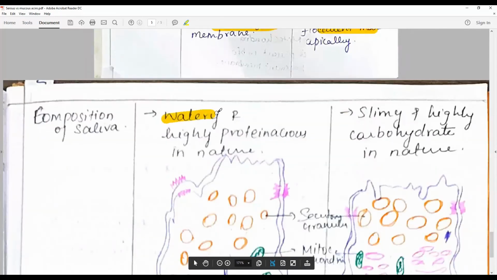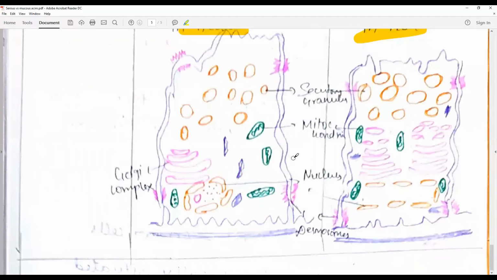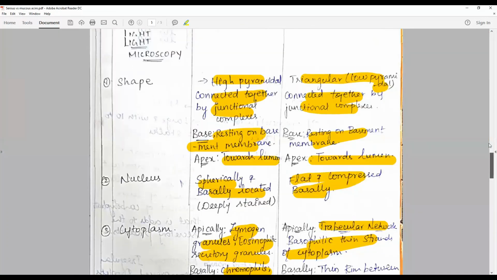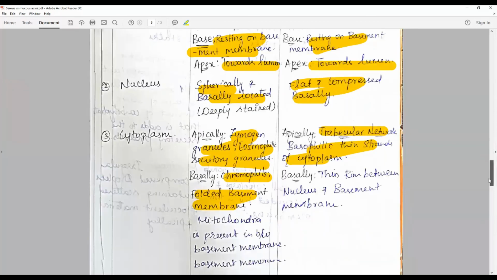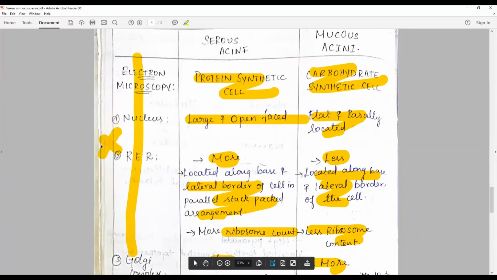Composition: serous secretion is watery and highly proteinous in nature, whereas mucous is slimy and highly carbohydrate in nature, with the diagram. So this is how you deal with a difference question. The classification, the basis of difference, is what is more important.